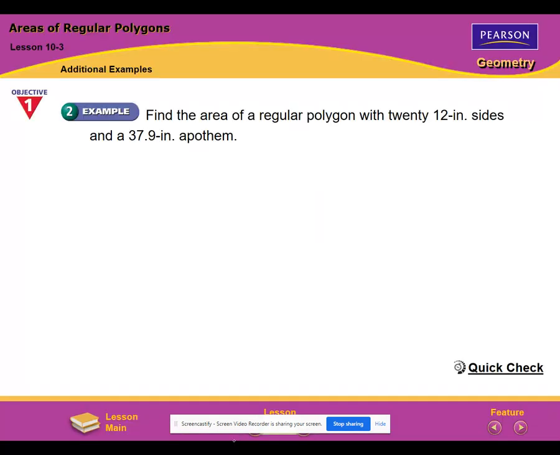Here it says find the area of a regular polygon with 20 12-inch sides and a 37.9-inch apothem. Okay, before we get to that, quick side note. I could draw a triangle, right? And I'm going to just freehand these. I'm attempting to draw as close as I can regular polygons. There's an equilateral triangle, a regular triangle that is. I could draw a square. I could draw a pentagon.